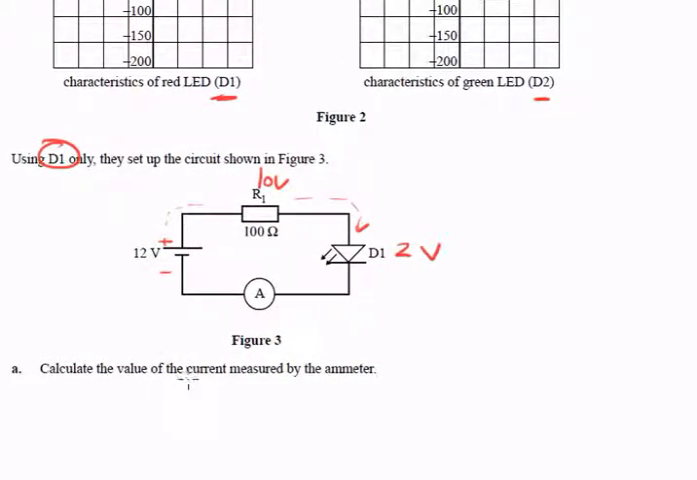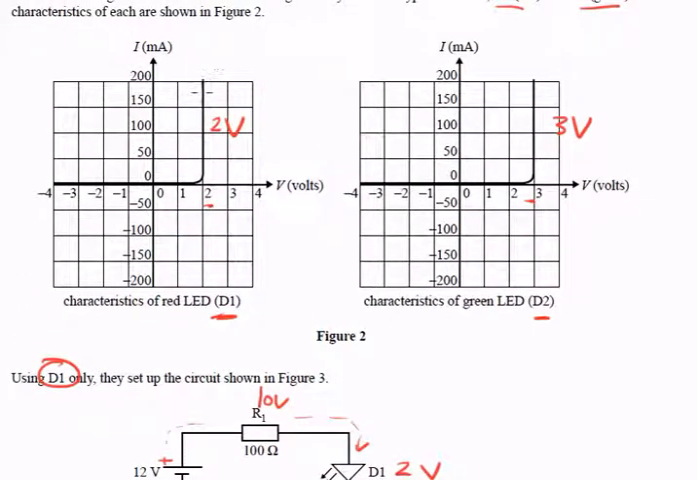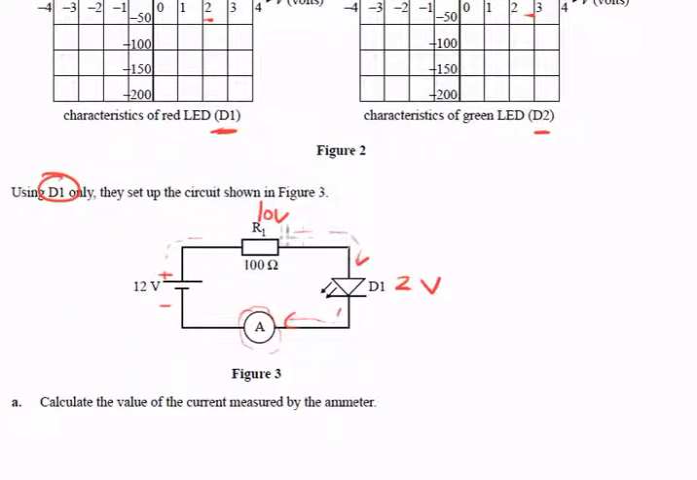Calculate the current measured by the ammeter. The ammeter is over here. Right, well, the current goes along. If we could figure out the current through D1, we'd know the current in the ammeter. But according to this, the current can be pretty much anything, so that's no help. But if we follow the current back, it's the same current that goes through here, the same current through here. So we need to be able to work out the current in the resistor.